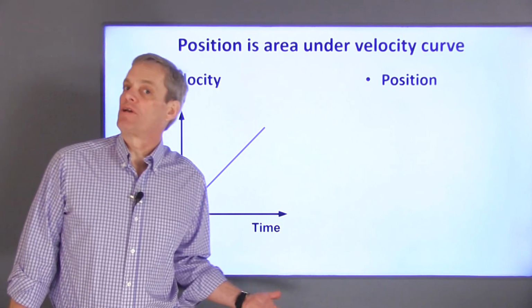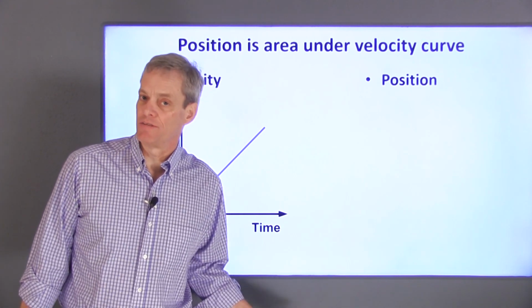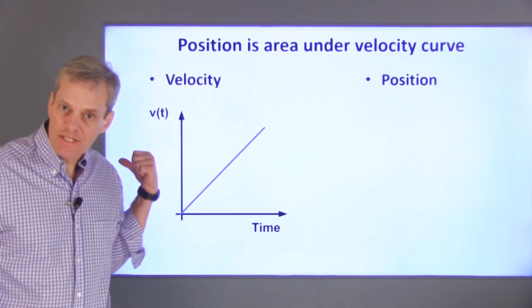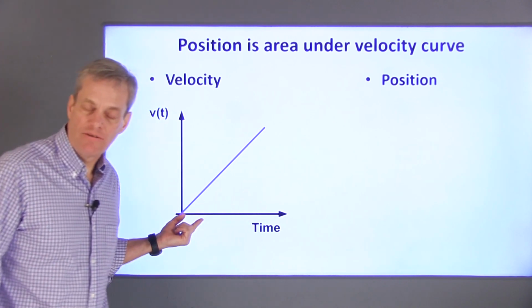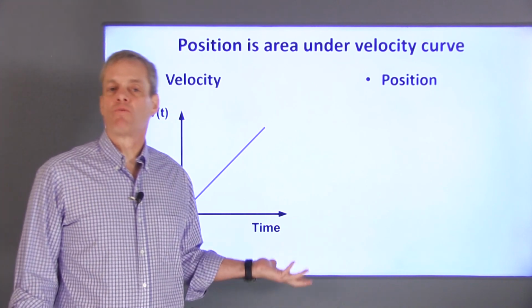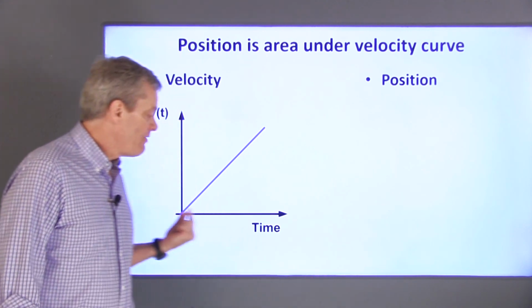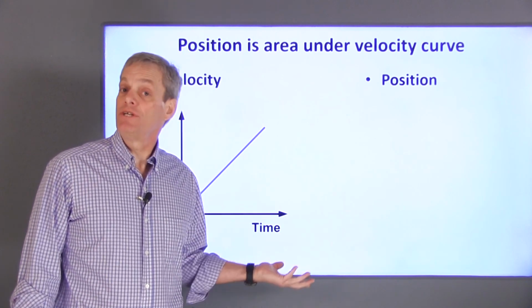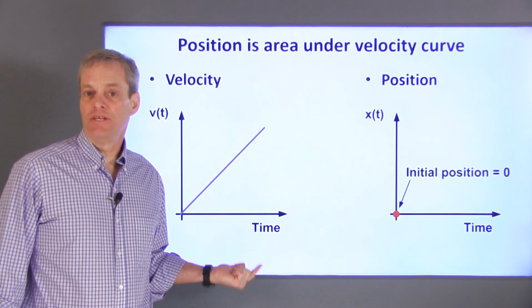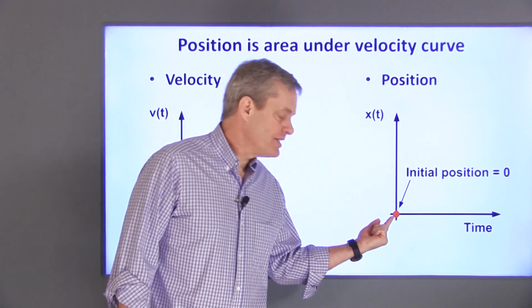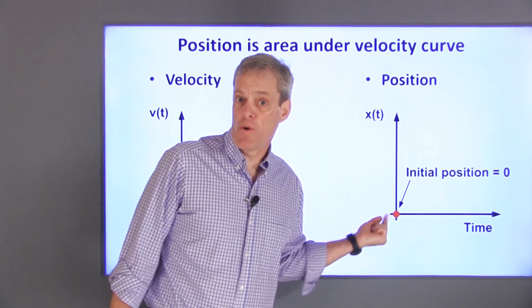Now let's take a look at what the position of the rock is as a function of time. From the previous slide and basic intuition, we found that the velocity increases linearly. Since velocity is the rate of change of position, if we integrate velocity, we should get the rock's position. As before, I'm going to need an initial condition. I'm going to assume that the rock's initial position is at 0.